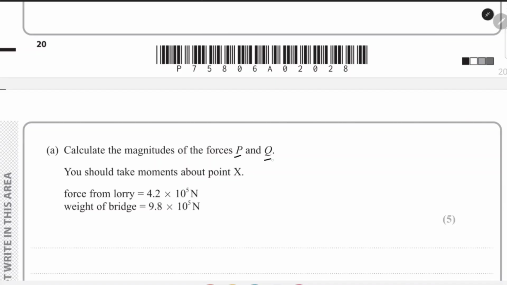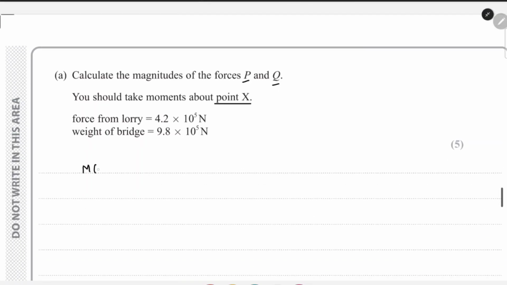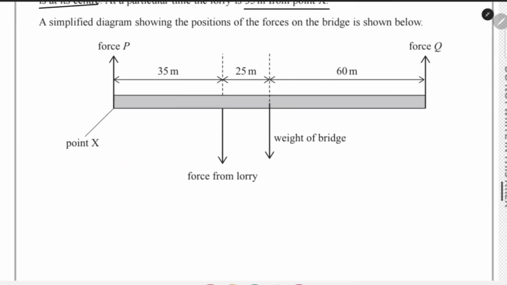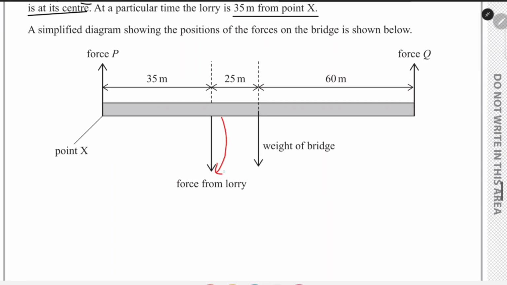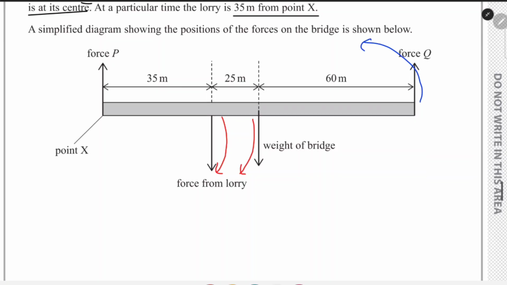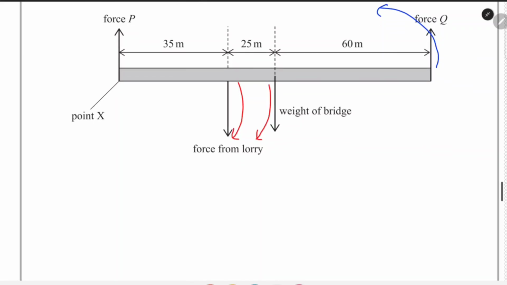Now we need to calculate the magnitudes of forces P and Q, and we need to take moments about point X. So if we are taking moments about point X, both the force from the lorry and the weight of the bridge are clockwise, whereas the force Q acts anti-clockwise. So this is a question about moments.